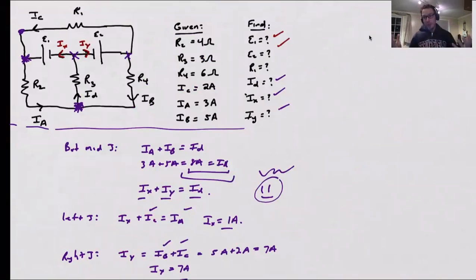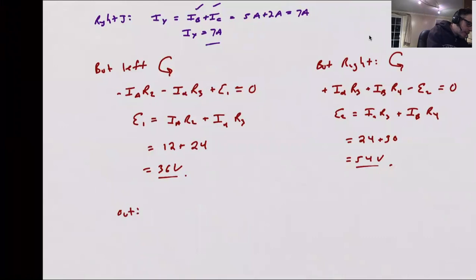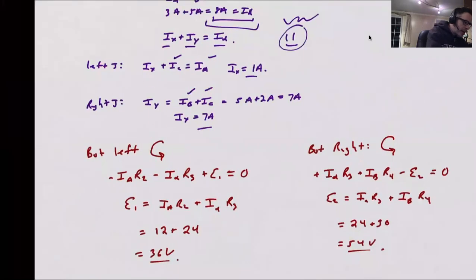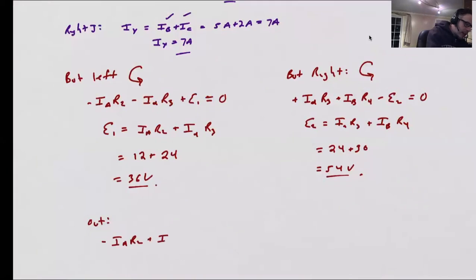We can now use the top loop if we want, since we know E1 and E2, or we can use the outer loop. I'm going to choose to use the outer loop. And again, starting from the very top left, the first thing that I encounter is a minus IA R2. And then I come up the right-hand side and I go against the current IB R4. And then I go with the current IC R1, and I'm back home.